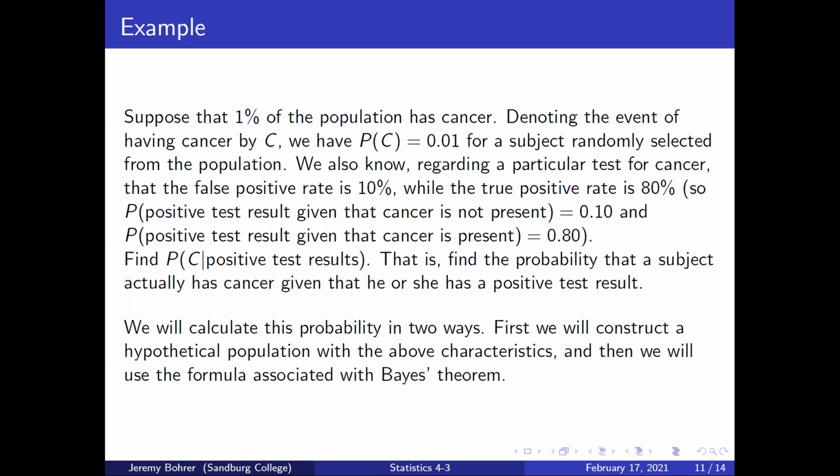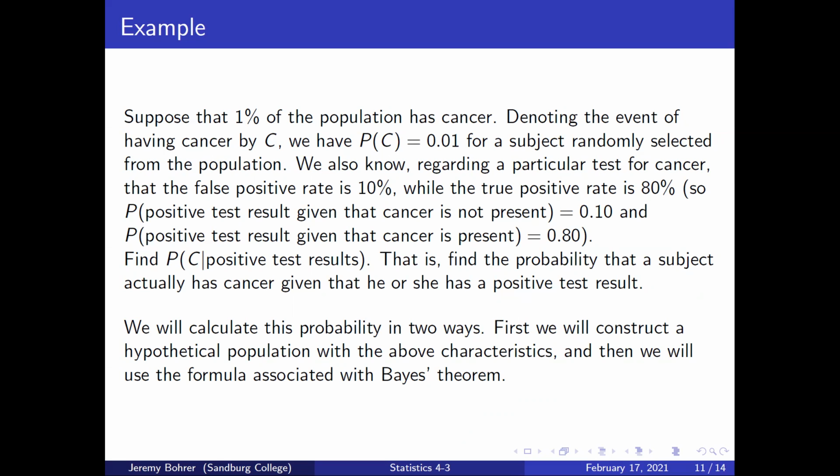Suppose that 1% of the population has cancer. Denoting the event of having cancer by C, we have the probability of C is 0.01 for a subject randomly selected from the population. We also know, regarding a particular test for cancer, that the false positive rate is 10%, while the true positive rate is 80%. So the probability of a positive test result given cancer is not present is 0.10, and the probability of a positive test result given cancer is present is 0.80.